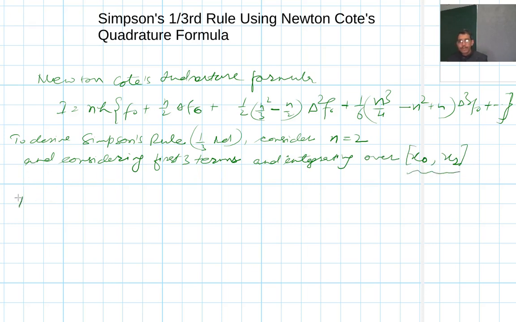So the integral can be written as, it is 2h because n is replaced by 2, so it is f of naught plus 2 by 2 delta f naught plus 1 by 2 (4 by 3 minus 2 by 2) delta square f of naught. So integral is nearly equal to this, to derive Newton-Cotes formula.